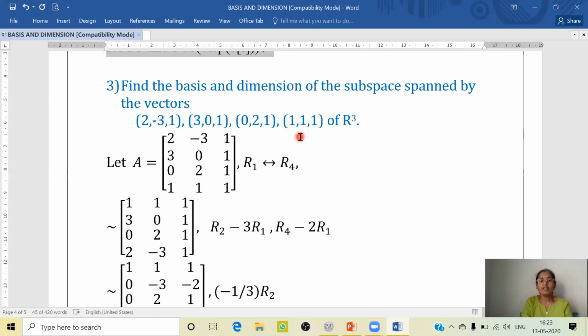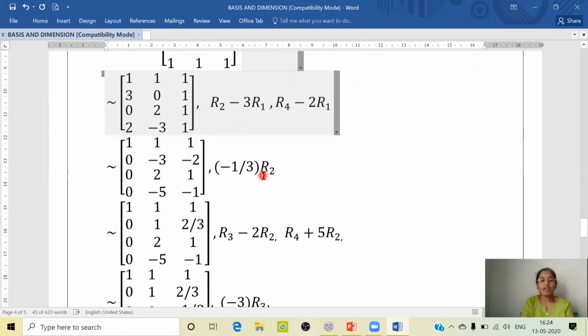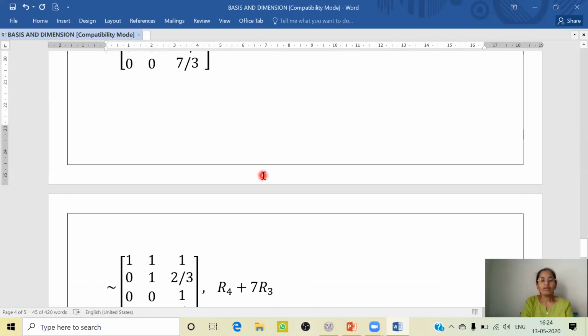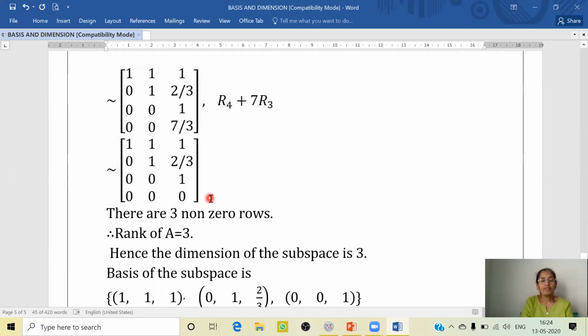Now, let us find the basis and dimension of the subspace. Take these 4 vectors given and put them in the form of a matrix, each vector in each row. Bring it to the row reduced echelon form using row operations. When we bring it to the row reduced echelon form, we obtain the final format in this form. How many non-zero rows are there? There are 3 non-zero rows. Therefore, the rank of the matrix is equal to 3. Since the rank is equal to 3, the dimension of the subspace is equal to 3.